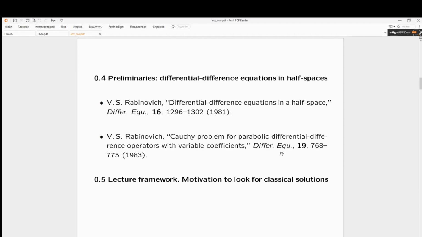Now, I restrict our consideration for today even more. We will discuss only parabolic differential difference equations, and we will consider the Cauchy problem for such equations.